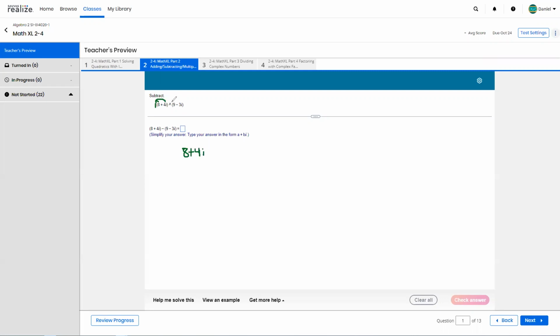Again, you can think of a negative 1 out front here, so we can distribute. Negative 1 times 9 is negative 9. Negative 1 times negative 3i is going to be plus 3i. And then we just combine like terms. 8 minus 9 is negative 1. 4i plus 3i is 7i. We want to write it in the form of a plus bi. That's how we write complex numbers.